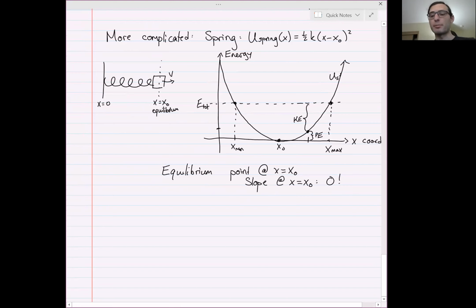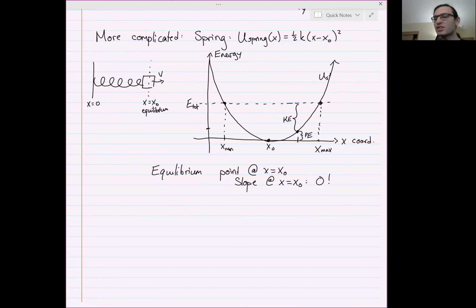So the slope is 0 at that point. But that shouldn't be surprising, because when the object is at equilibrium, there should be no force there. That's what it means to be at equilibrium. It means that the forces are balancing, or that there is no force. It's just happy to stay there forever.